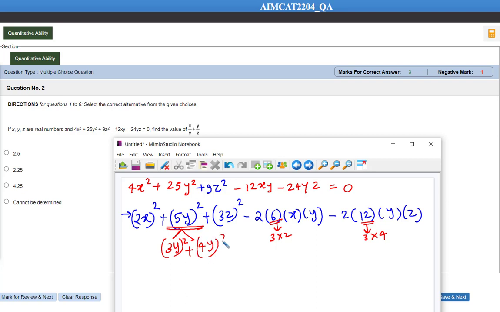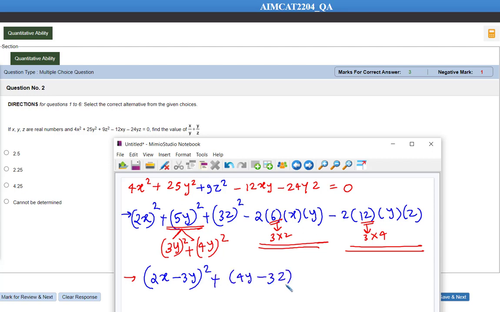If we rearrange, we need to take the help of the a minus b whole square identity. Over here we can write it as (2x minus 3y) square plus (4y minus 3z) square. The given expression is equivalent to (2x minus 3y) square plus (4y minus 3z) square is equal to 0.